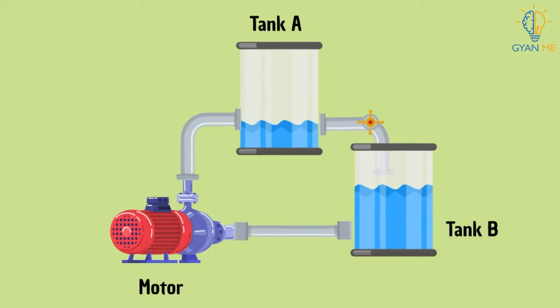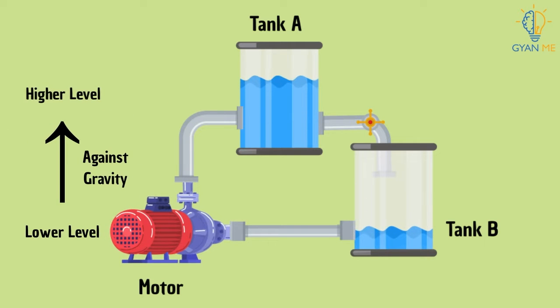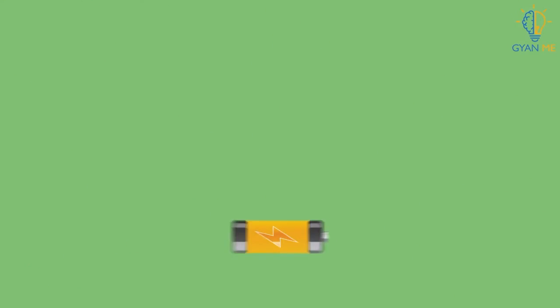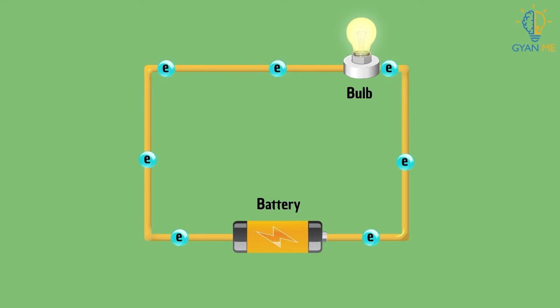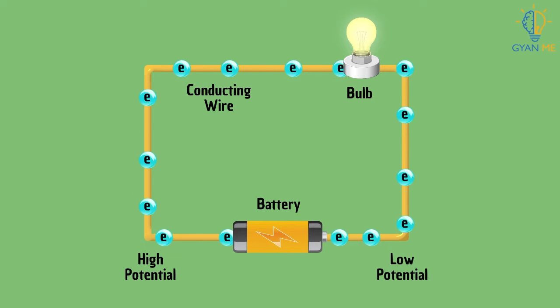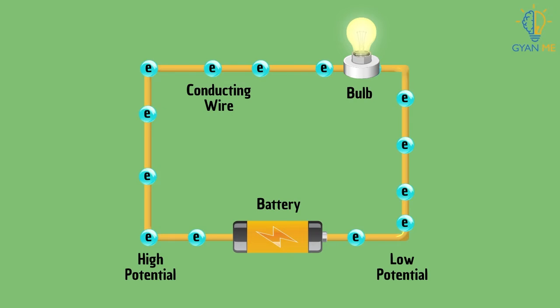Water cannot flow in the reverse direction by itself. To store water at a higher level, like in an overhead tank, we need to pump water from a lower level to higher level using a motor. The upward flow of water is due to the work done by the motor. A similar function is performed by the battery. It pumps the electric charge across a wire from a low potential point to high potential point in the wire.